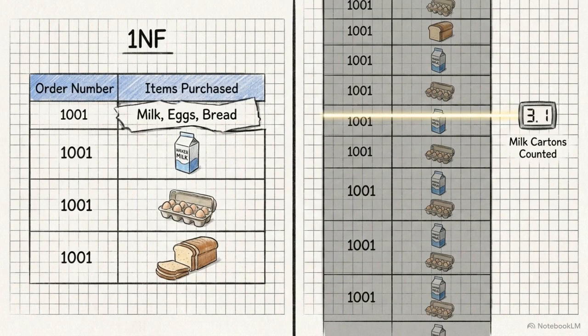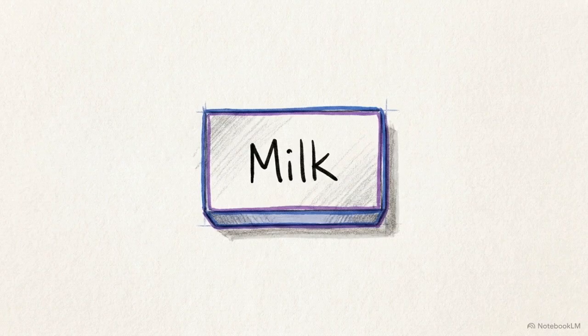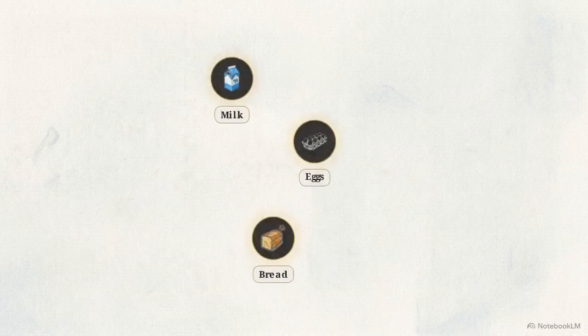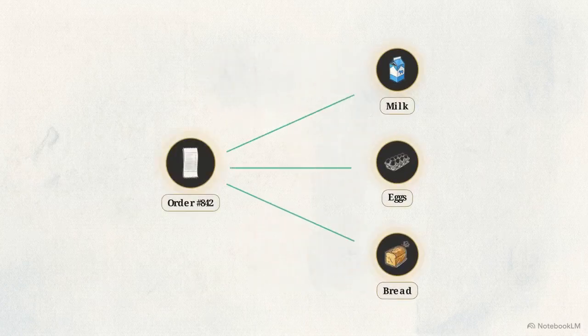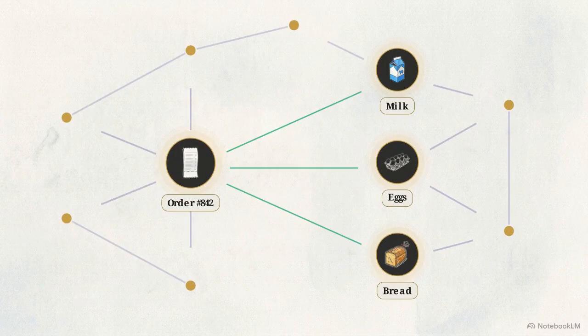Visually, this looks worse. The table is now 3 times as long, and we've introduced repeating order numbers. But machines don't read like humans. A computer can now scan down a single column and count exactly how many cartons of milk were sold. By isolating these atomic values, we eliminate the need for error-prone string parsing. We can now accurately query individual items, allowing us to start building relationships.